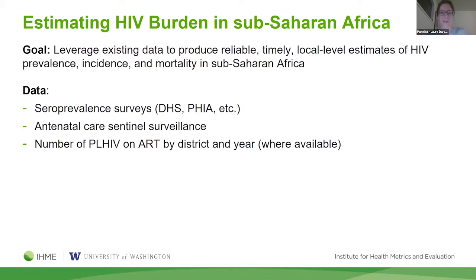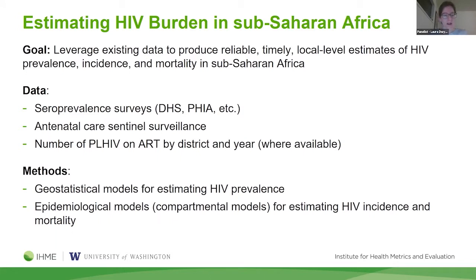Broadly speaking, we identified and then utilized three bins of data. We made very extensive use of seroprevalence surveys, using national-level household surveys, things like the DHS surveys or the AIS surveys that also include HIV testing among respondents. We made use of sentinel surveillance data from antenatal care clinics. That's the classic source of data on the HIV epidemic, particularly in sub-Saharan Africa. And then we used data on the reported number of people living with HIV who are on ART by district and by year where those data are available. Those are data that are typically routinely collected as part of service delivery by health systems.